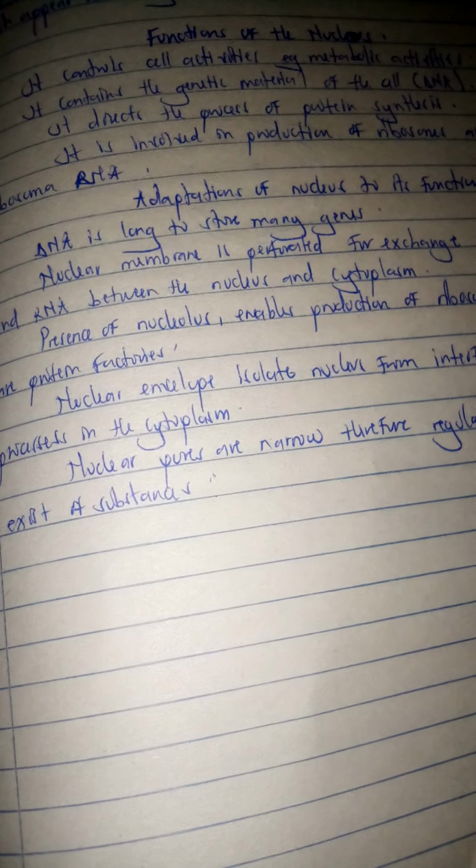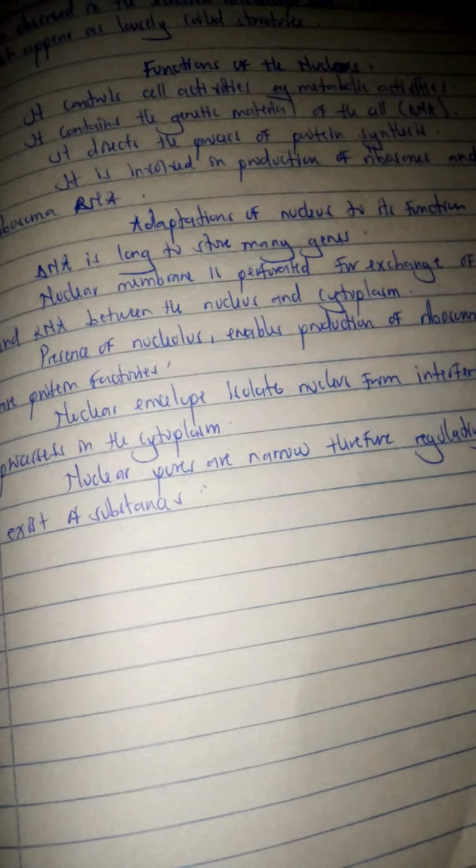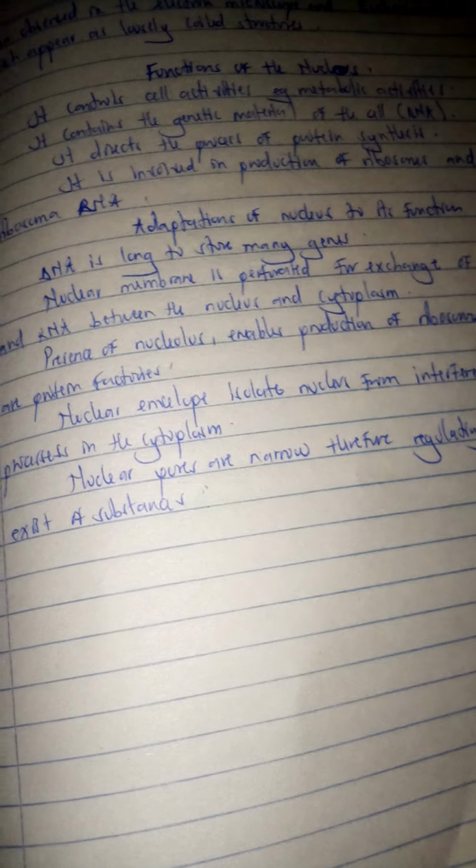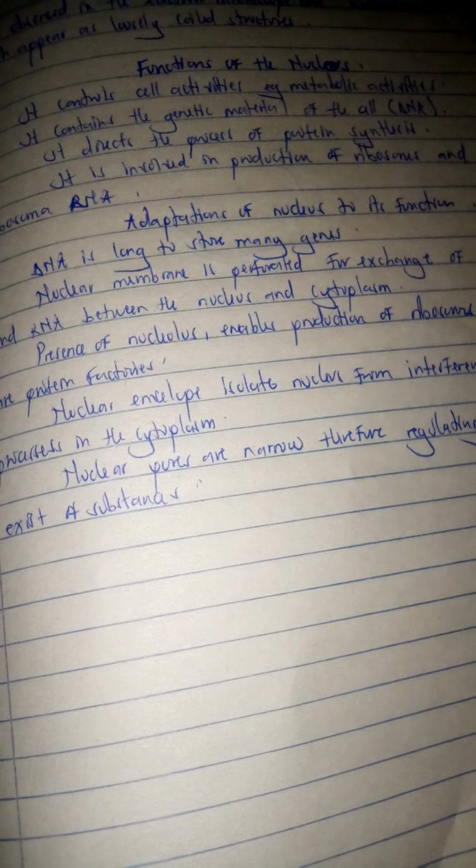And then we go to the adaptations of the nucleus to those functions. When you are giving the adaptation, it's just simple: you state the function and the structure which does that, then you can make an adaptation. For example, the DNA is long to store many genes. The nuclear membrane is perforated, as we said when describing the structure, for exchange of DNA and RNA between the nucleus and the cytoplasm. Then the presence of the nucleolus enables the production of ribosomes, which are protein factories.